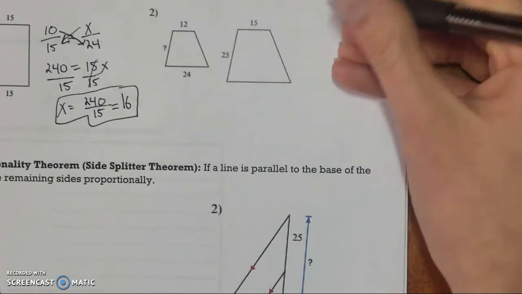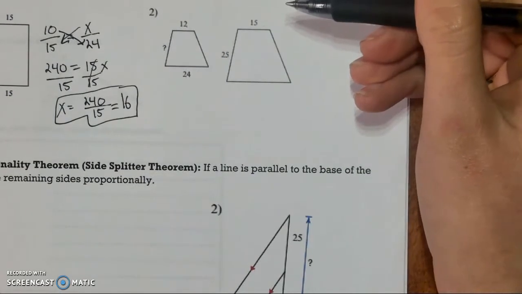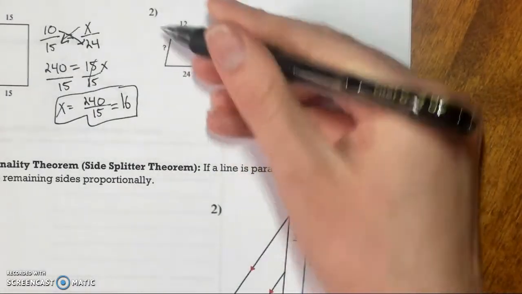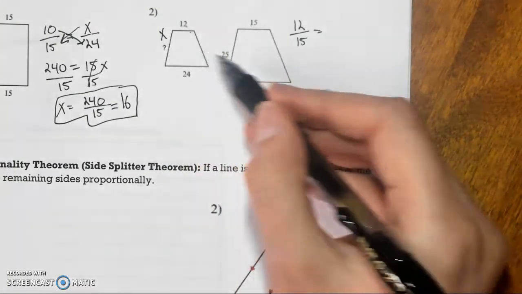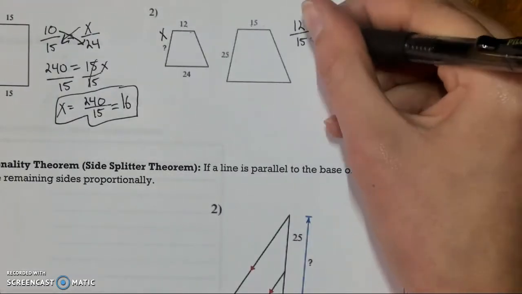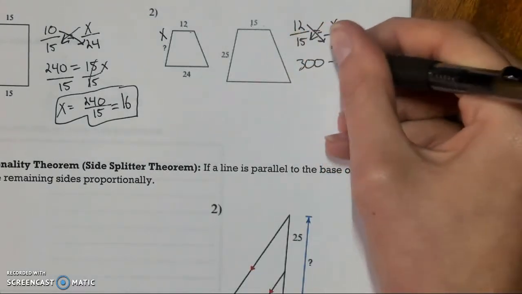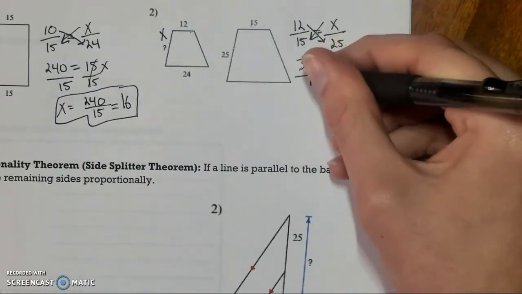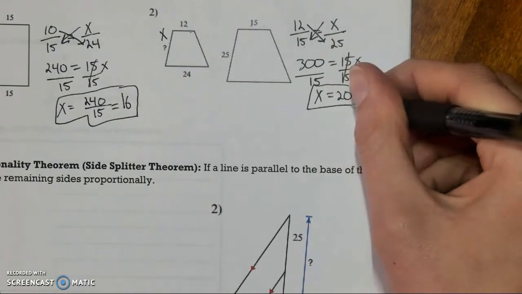Okay, so here I see that 12 goes with 15. Those are corresponding. And so 12 over 15 equals, this is what we're trying to find, label it x. 12 over 15 equals x over 25. Those are corresponding, x over 25. Cross multiply, 12 times 25 is 300. 15 times x, 15x. Divide by 15 on both sides, and you get x equals 20. So that missing side equals 20.